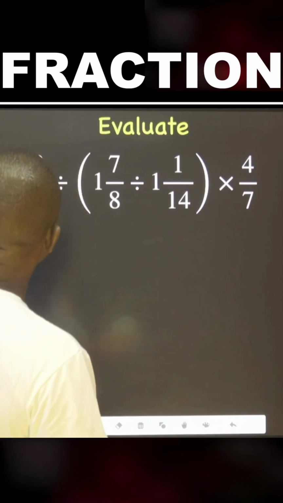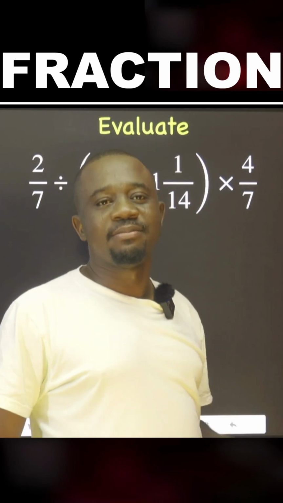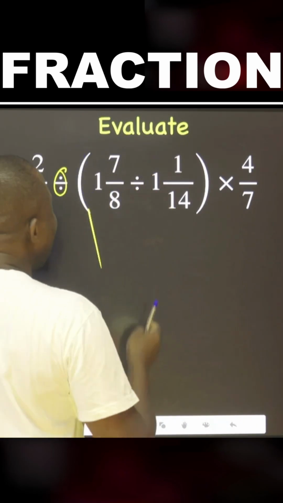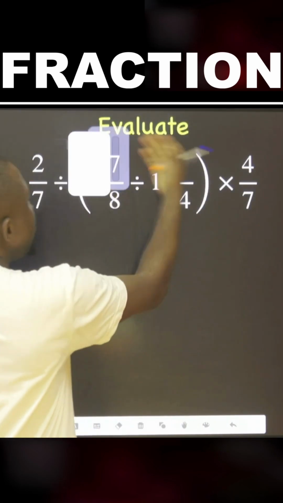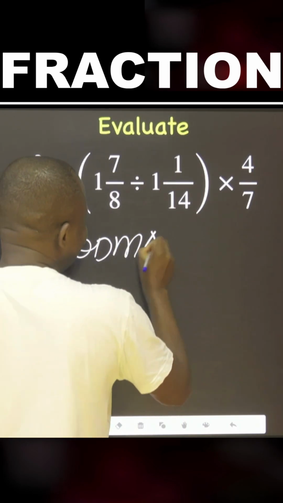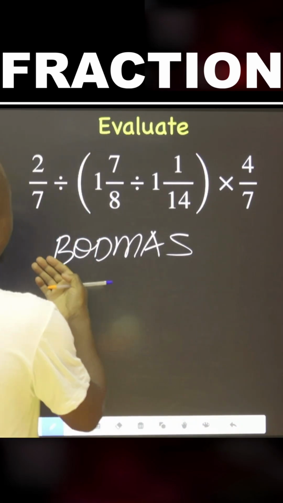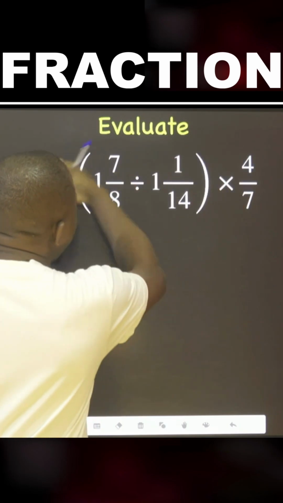Let's check this out. It says 2 over 7 divided by everything in the bracket multiplied by this. Which one are we going to do first? Is it divide? Is it bracket? Is it divide? Is it multiply? Let's see. Use BODMAS. According to BODMAS, bracket comes first. So we work within the bracket first. Okay, let's go for the bracket.